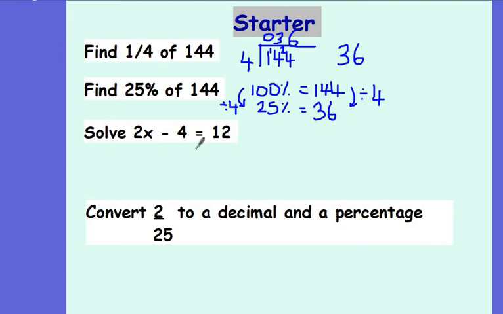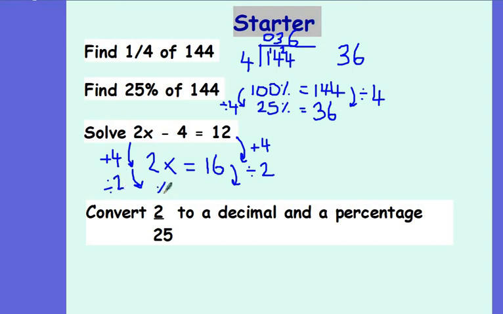I'm solving an equation, so I want to find out what x is. I need to get rid of this negative 4 to start with, and to do that I'm going to add 4 to both sides. Adding 4 to both sides leaves me with 2x equals 16, sorry. I then need to divide both sides by 2, which leaves me with x equals what, George?